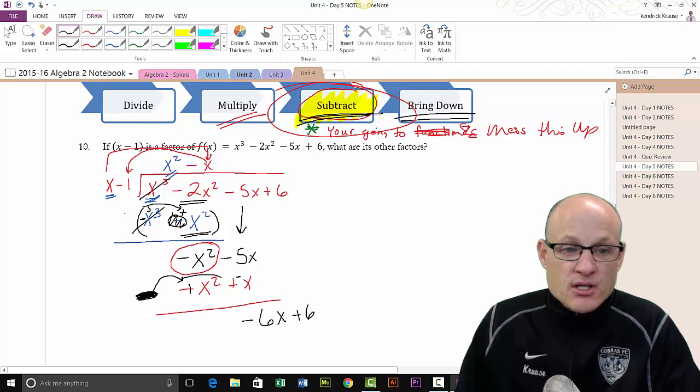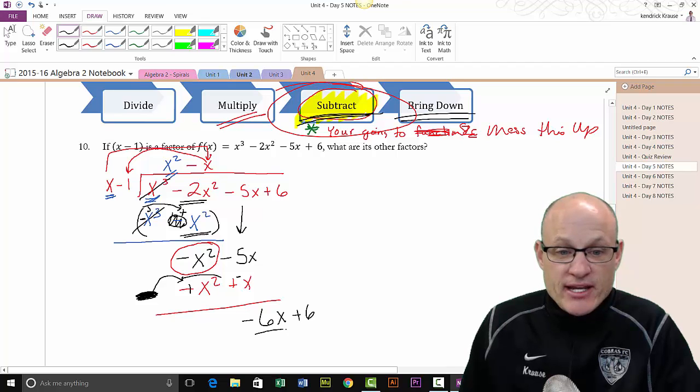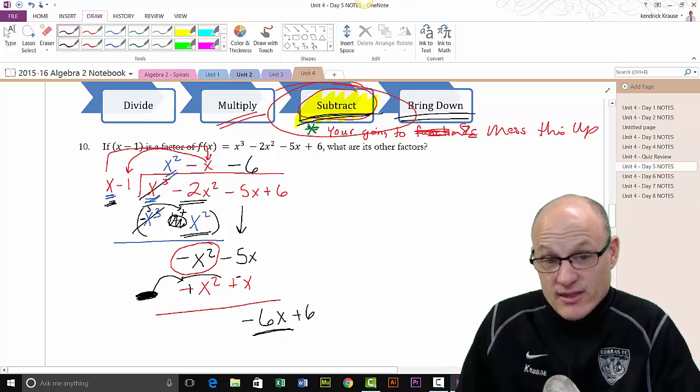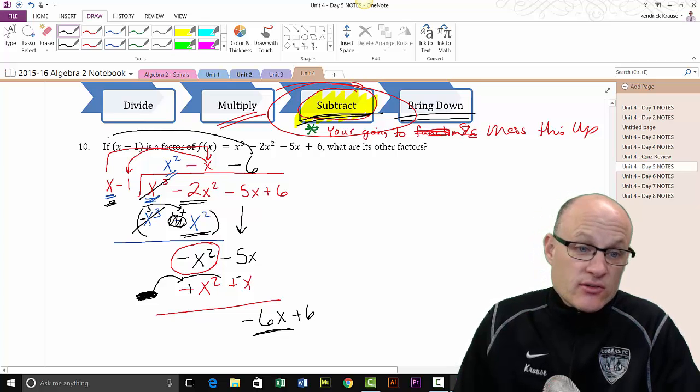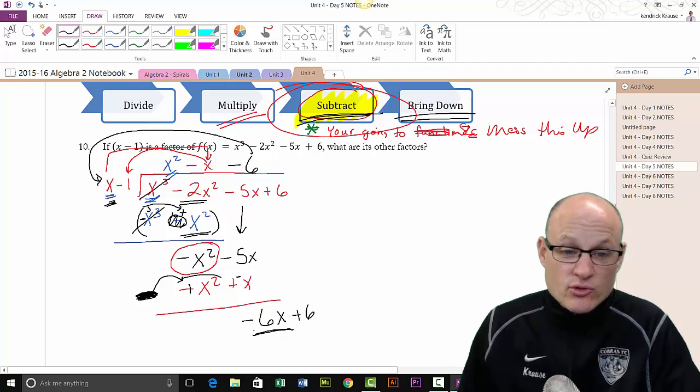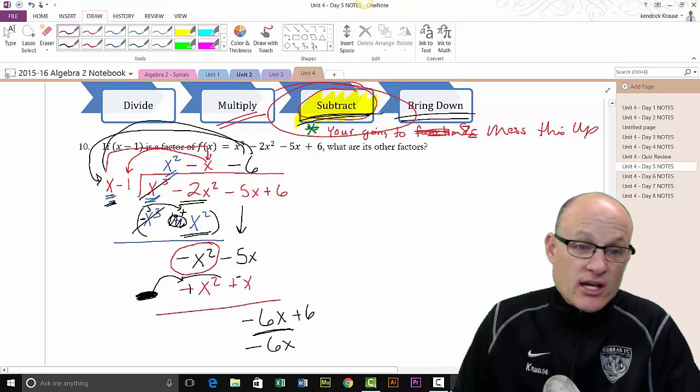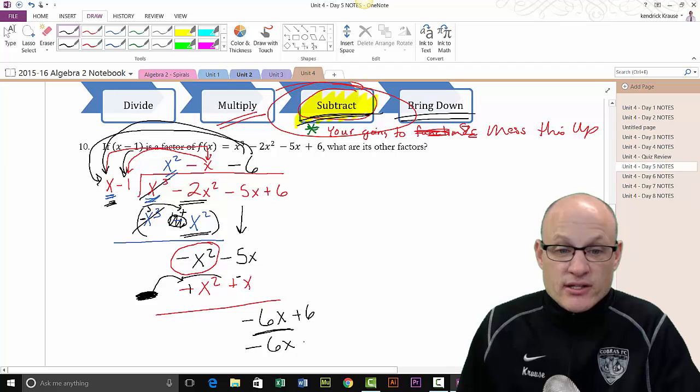Almost done. What is negative 6x divided by x? Oh, that's minus 6. Or another way to think about it is negative 6 times x. Would you agree that's negative 6x? And then negative 6 times negative 1, got to multiply, is positive 6.